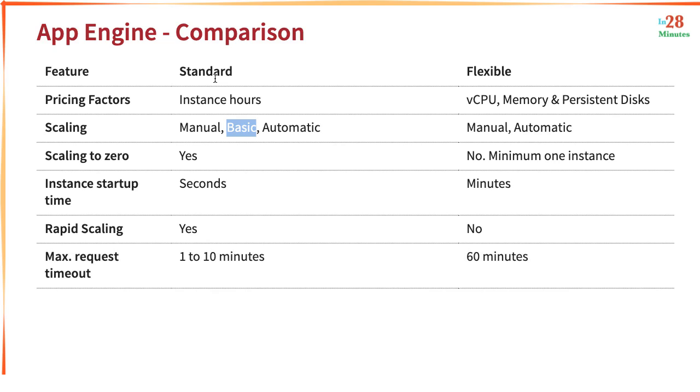The maximum request timeout for Standard is between 1 to 10 minutes. For Flexible, it can go up to 60 minutes. So if you have application requests which go on beyond 20-30 minutes, then Flexible might be the way to go.